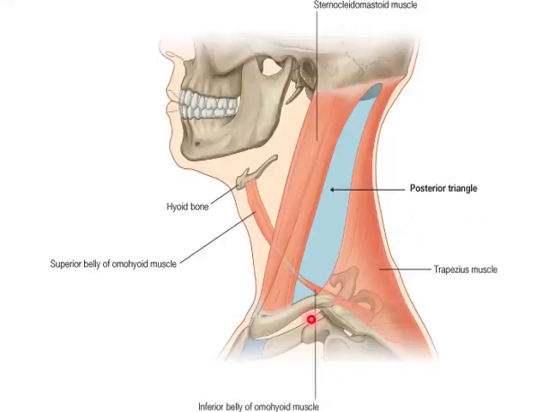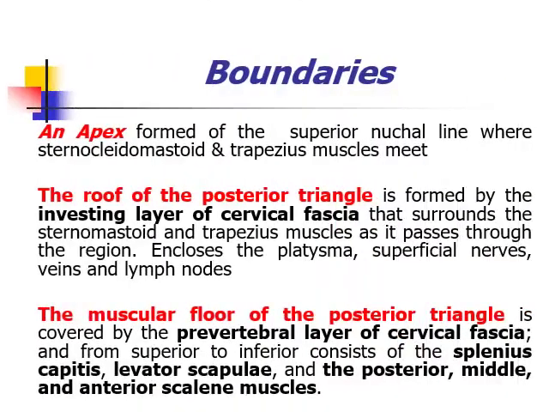This is the posterior triangle as we described. This is the anterior border formed by the posterior border of the sternomastoid. This is the posterior border formed by the anterior border of the trapezius. This is the base formed by the middle 1/3 of the clavicle. And this is the apex. This is the junction between the trapezius and the sternomastoid. As we said, the apex is formed by the superior nuchal line where the sternomastoid and trapezius meet and overlap upon each other.